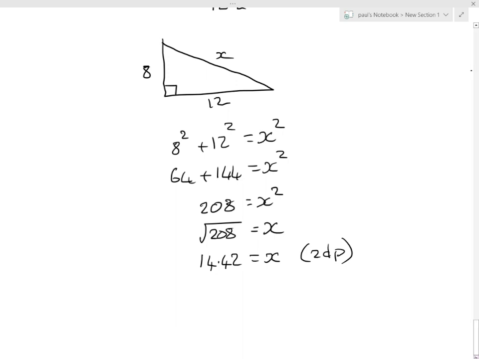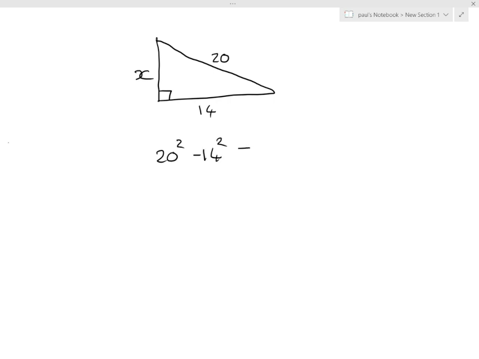Okay, now what happens if we need to find one of the shorter sides? So we've got this, this, and this. Pythagoras is nice. x, 14, and 20. So now we've got to find the shorter side. So instead of adding, we're going to go 20 squared minus 14 squared equals x squared. We're going the other way around.